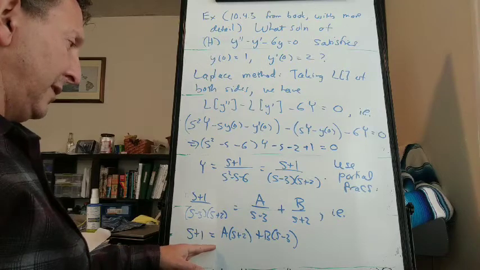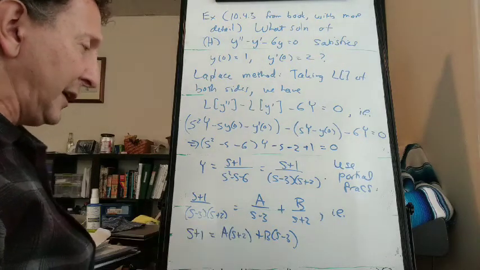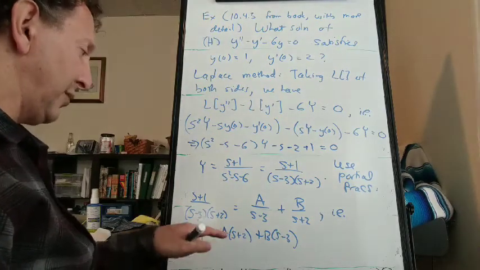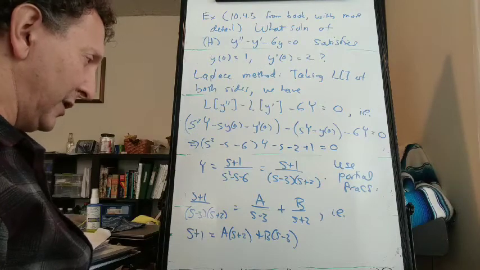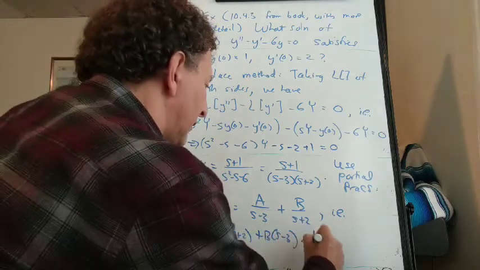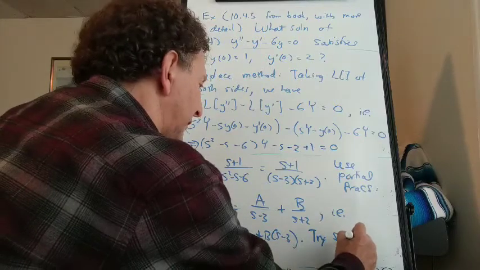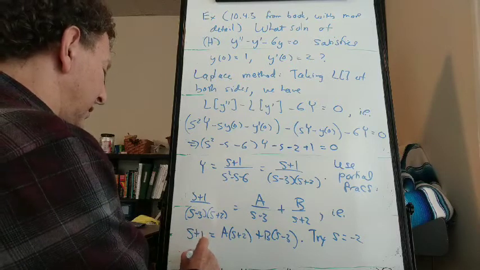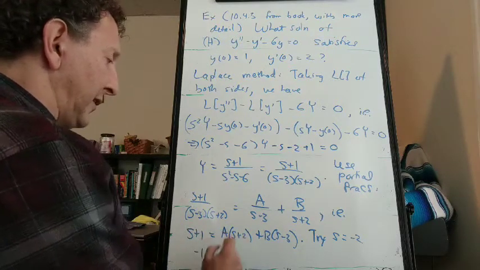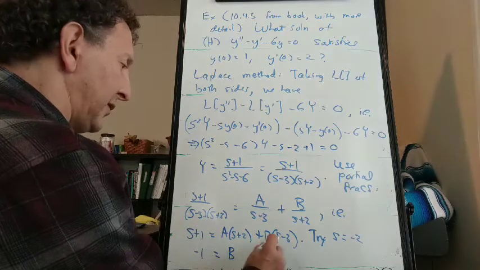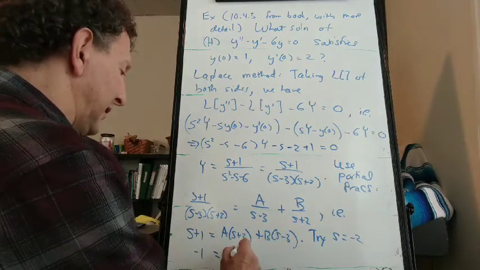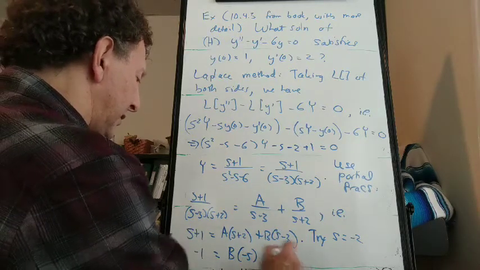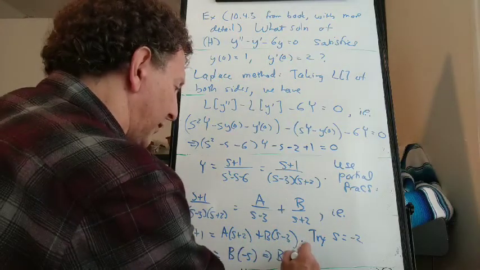Alright, so we could plug in s equals minus 2 and s equals 3 and probably solve it that way without having to write out equations. So what happens if s equals minus 2? We have minus 2 plus 1, minus 1 equals, this whole thing disappears, B times minus 2 minus 3 is negative 5, which tells us that B equals minus 1 over minus 5, 1/5.